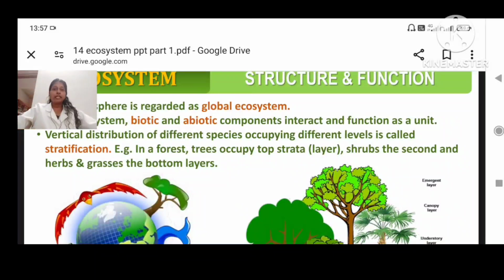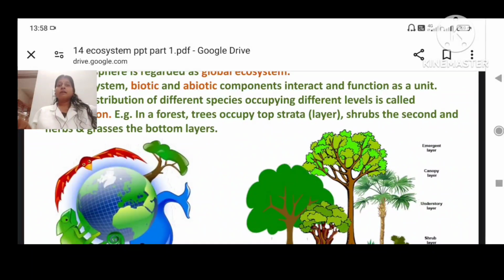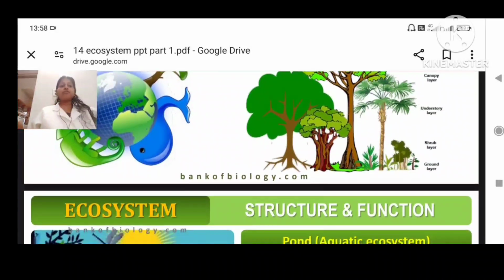Stratification. Vertical distribution of different species occupying different levels is called stratification. An example of stratification is, in a forest, trees occupy the top strata, the bigger ones. Thereafter you have the shrubs, a bit less in height, and thereafter the smaller ones, the herbs and the grasses, occupying the least, isn't it? So these are the different stratifications, how they are vertically distributed. That we call as what? Stratification. It's a one word question, so be prepared for the same.